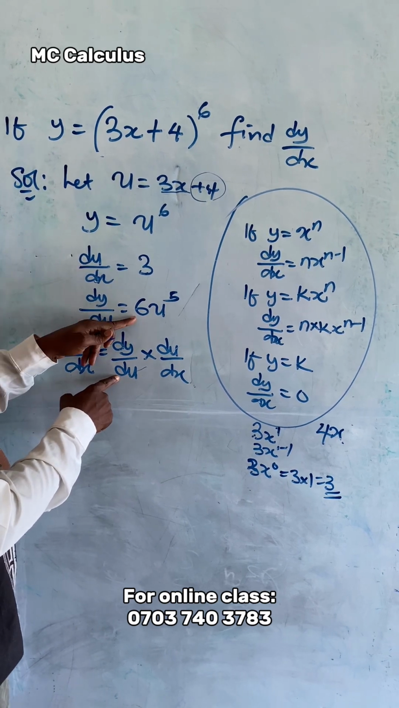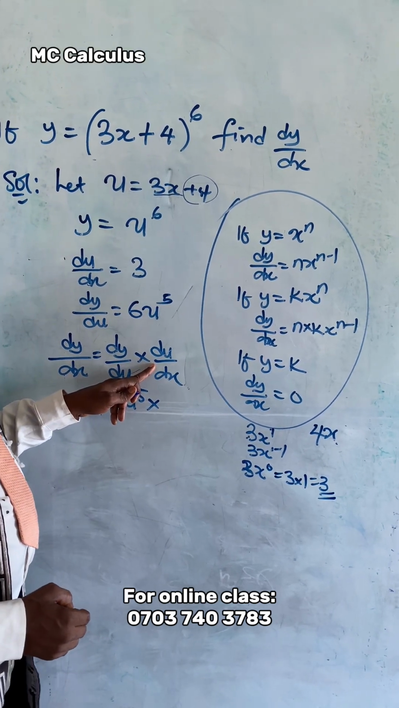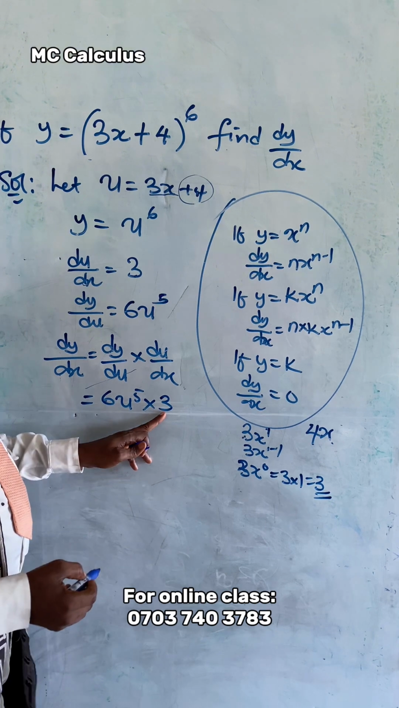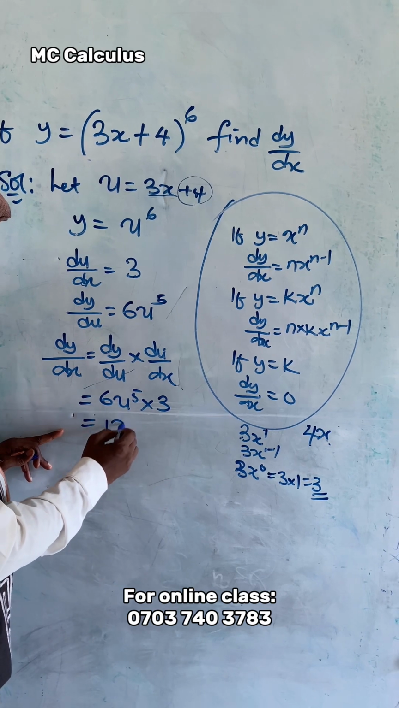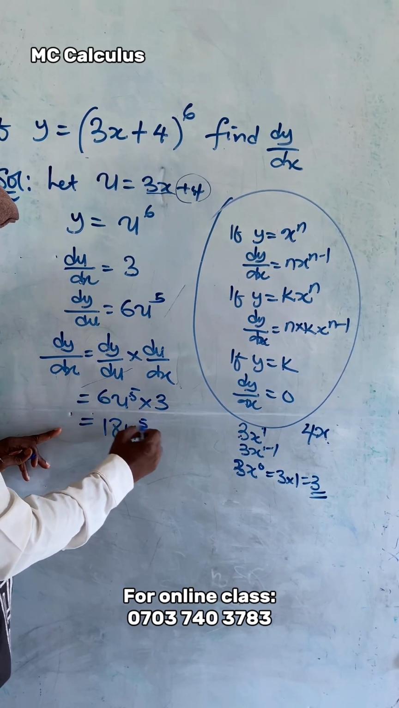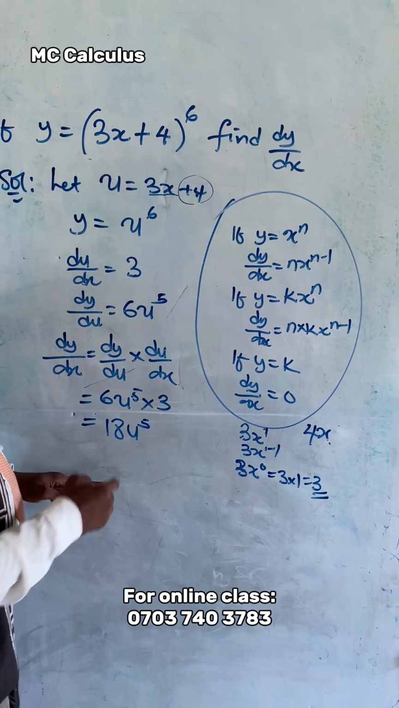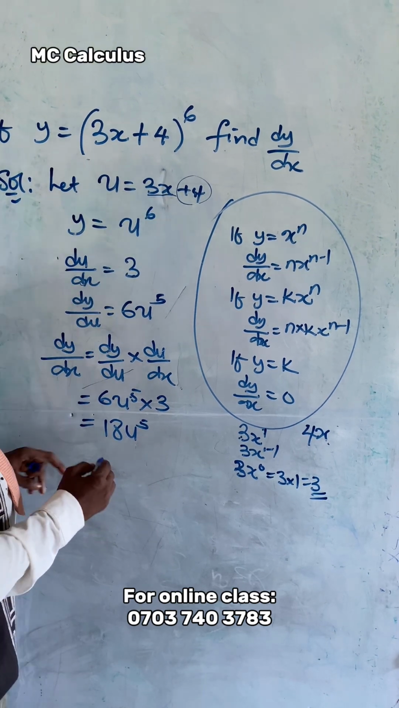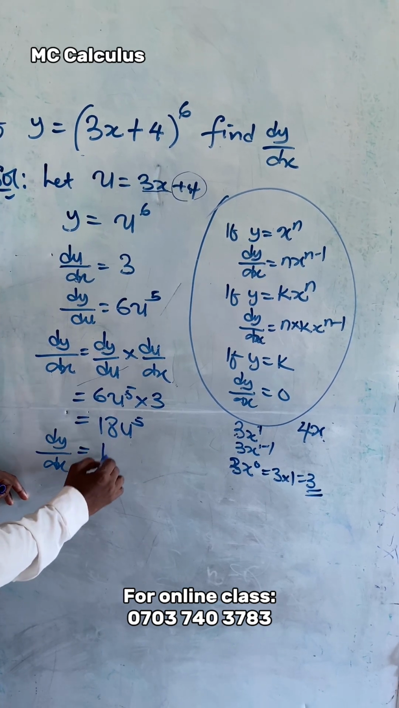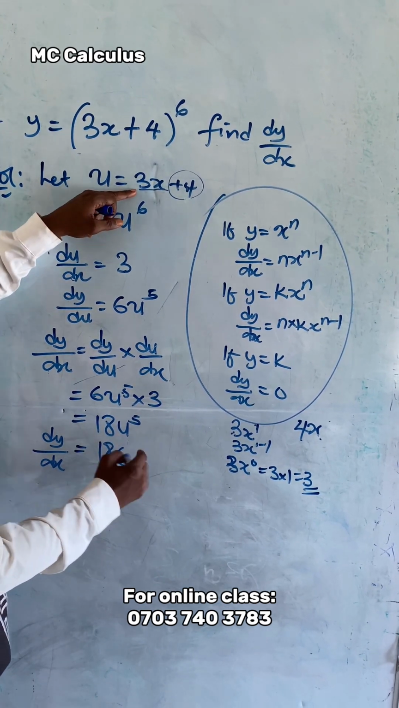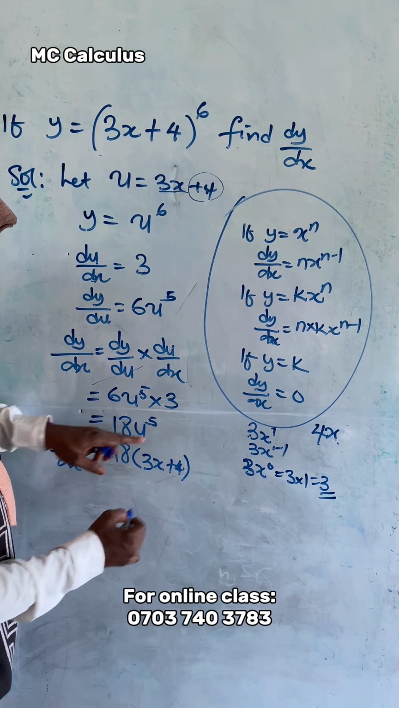What is dy/du? 6u to the power of 5. What's my du/dx? 3. So let's multiply 3 times 6, which is 18. This will now be 18u to the power of 5. Recall, what was my u? My u was 3x plus 4. So I have to replace my u with this. So therefore dy/dx will now be 18 into, what is my u? (3x + 4) all to the power of 5.